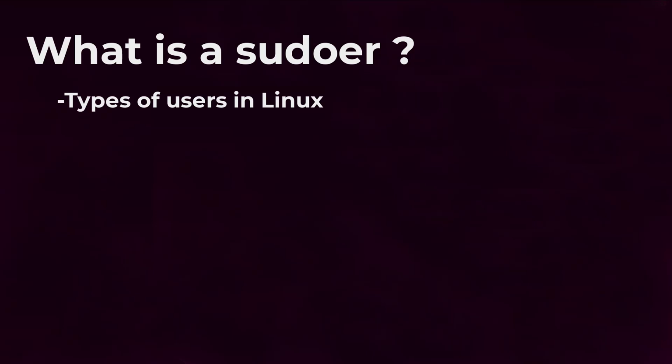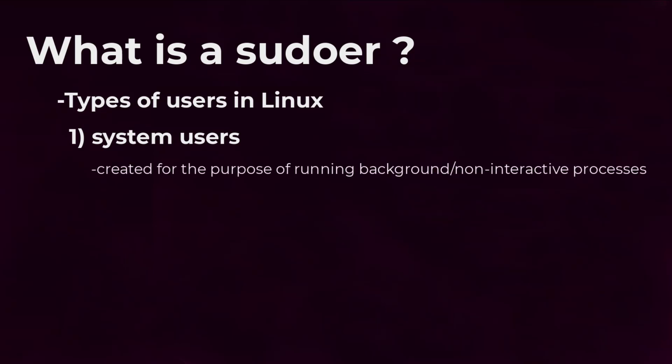There are two types of users. They are system users and regular users. The system creates system users, or they are created at the time of installing an application or a service on the Linux system. They are created for the purpose of running background processes or non-interactive processes.